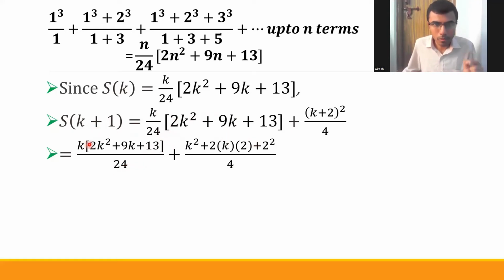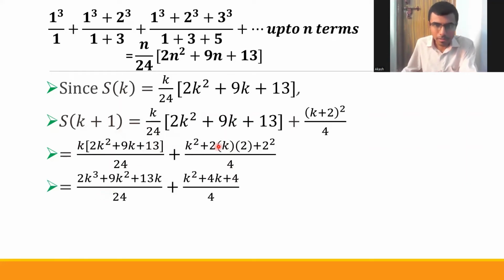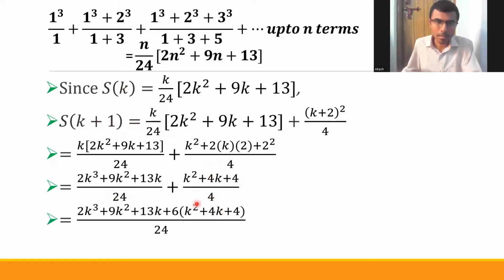Now multiply k to all the three terms. So here it will be 2k cube plus 9k square plus 13k by 24. And this will be 2k into 2 would be 4k, so k square plus 4k plus 4. Now here I have 24, here I have 4. So basically when I take LCM, I need to multiply here by 6, and here also by 6. So I'll get 6 times k square plus 4k plus 4 by 24.